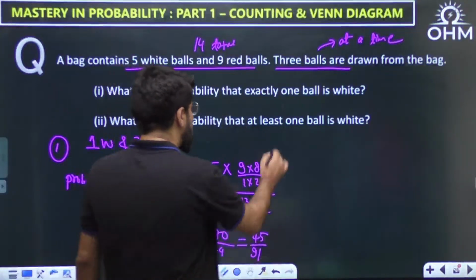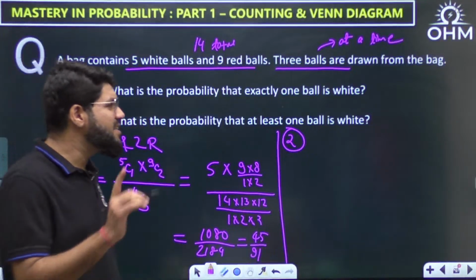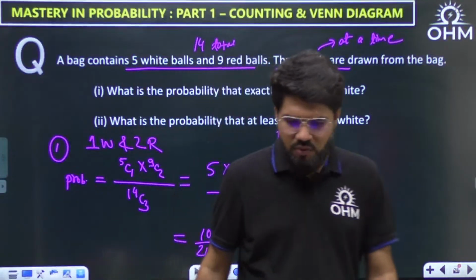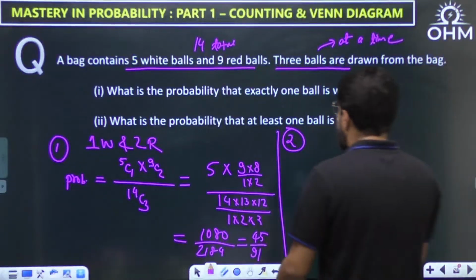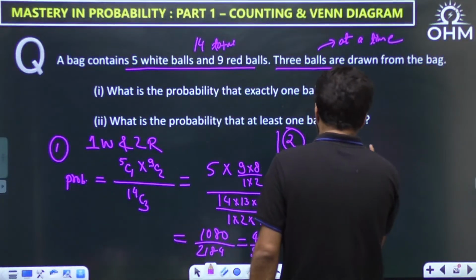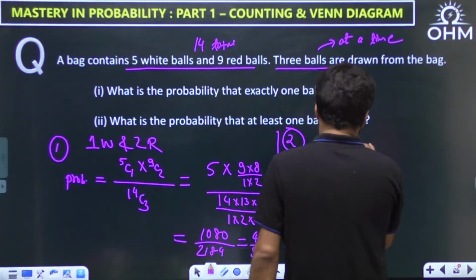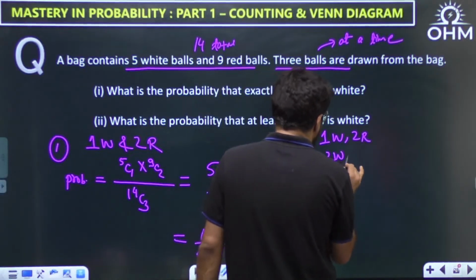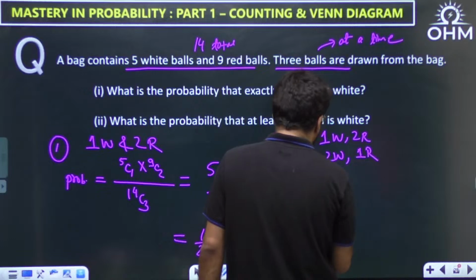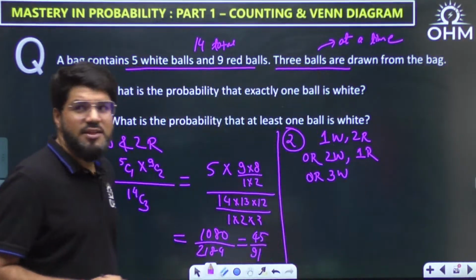Now coming to the second one. What is the probability that at least one ball is white? At least one white means it can be one white and two red, or two white and one red, or three white. Those are all the possibilities here.